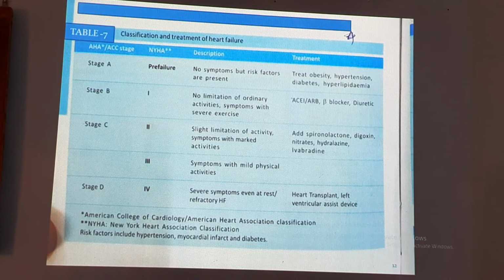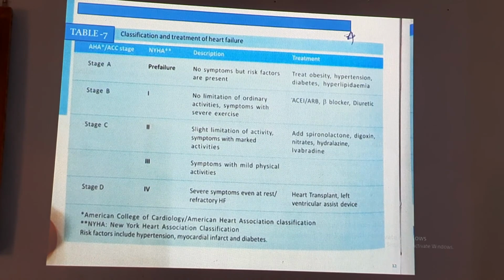Stage B or NYHA stage 1: no limitation of ordinary activities, symptoms with severe physical activity or exercise. Treatment by drugs: angiotensin converting enzyme inhibitors and or angiotensin receptor blockers, beta blockers and diuretics. Stage C: NYHA stages 2 and 3 both come under American Heart Association stage C.